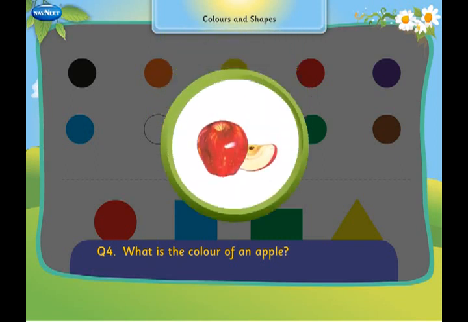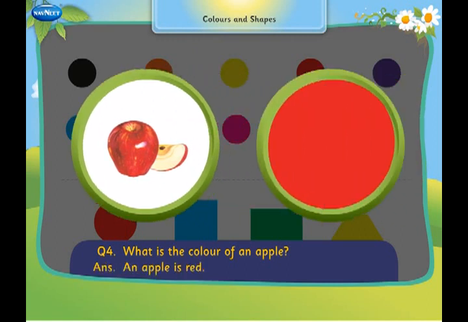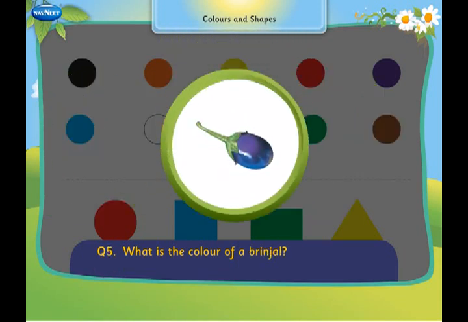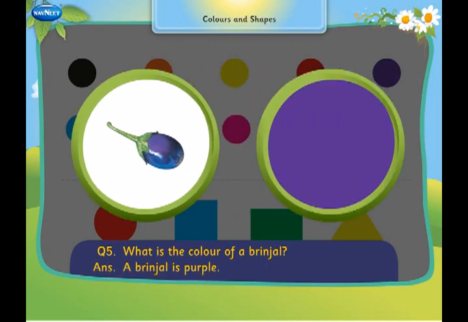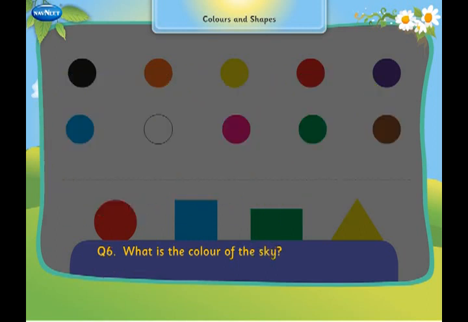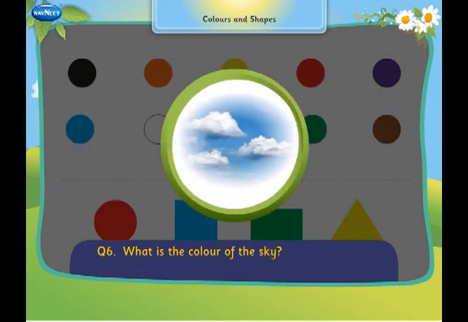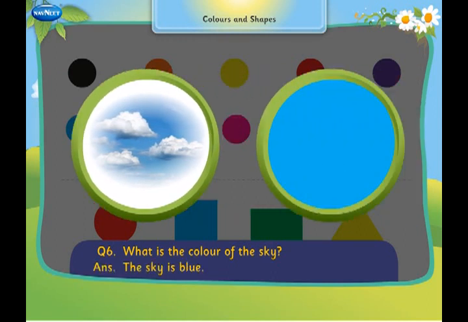What is the color of an apple? An apple is red. What is the color of a brinjal? A brinjal is purple. What is the color of the sky? The sky is blue.